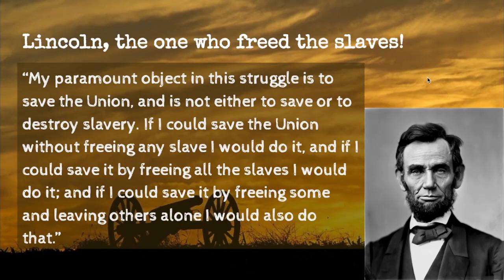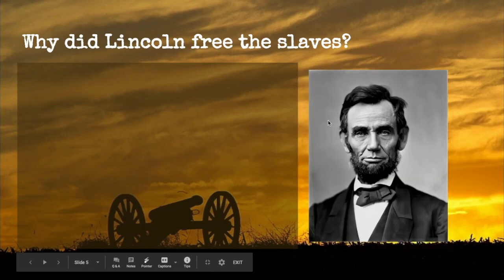This is something that Lincoln wrote. Lincoln was the one who freed the slaves, right? Well, check out this little quote from Lincoln. He says, "My paramount object in this struggle is to save the Union, and is not either to save or to destroy slavery. If I could save the Union without freeing any slave, I would do it. And if I could save it by freeing all the slaves, I would do it. And if I could save it by freeing some and leaving others alone, I would also do that." And that, in this part at the end here, is in fact what he ends up doing.